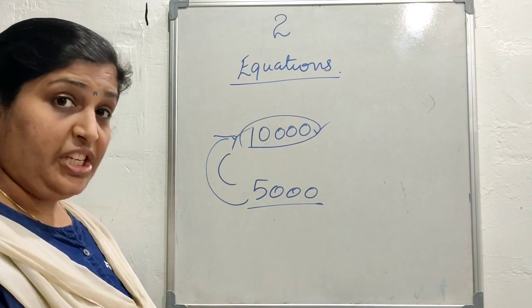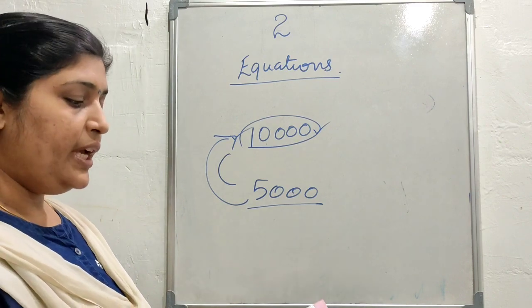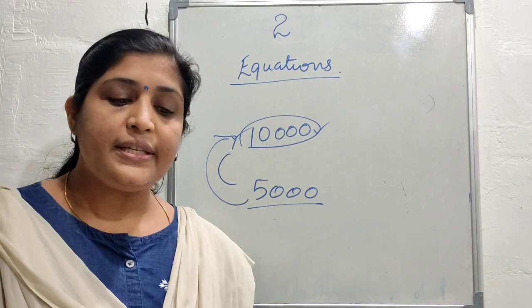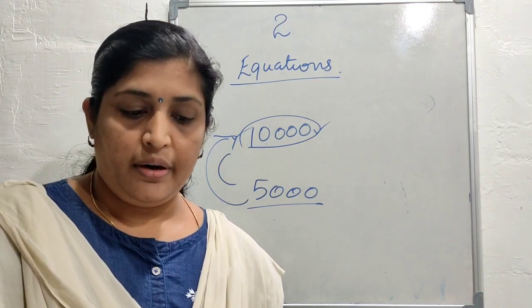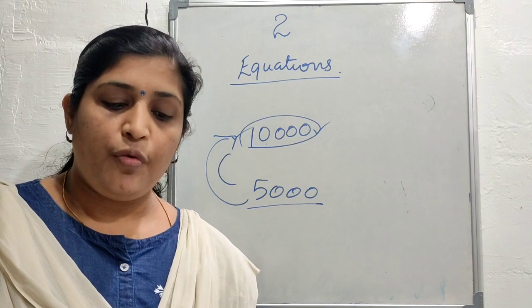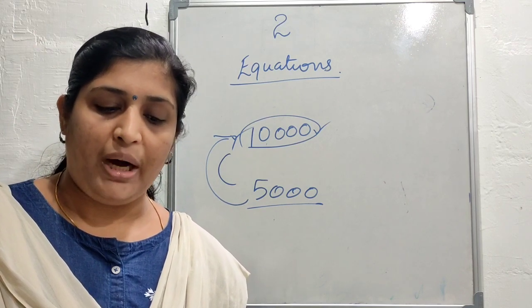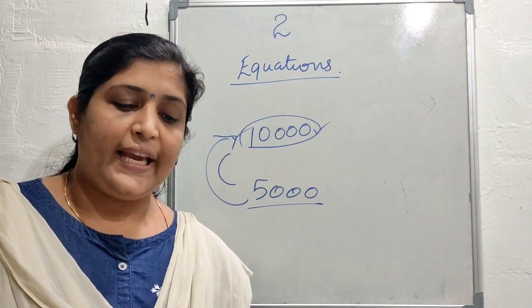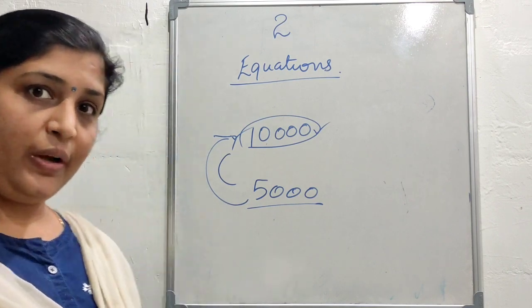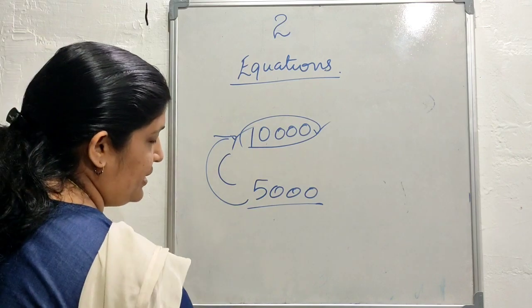Question number 1 in page number 35. In a company, the manager's salary is 5 times that of a peon. The manager gets 40,000 rupees a month. Then how much does a peon get a month? Then how do we find this?